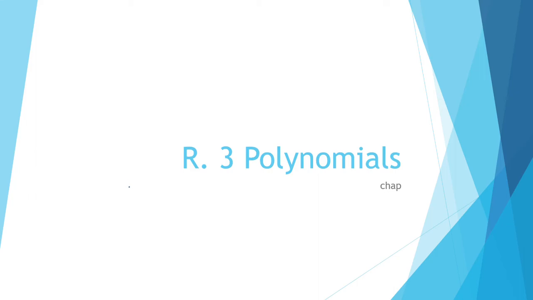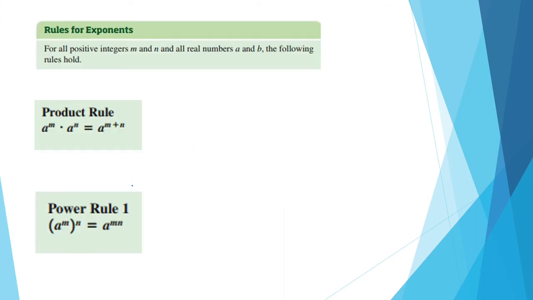Let's go over section R.3, Polynomials. There's a couple rules we should remember. For all positive integers m and n and all real numbers a and b, the following rules hold. The first rule is called the product rule.